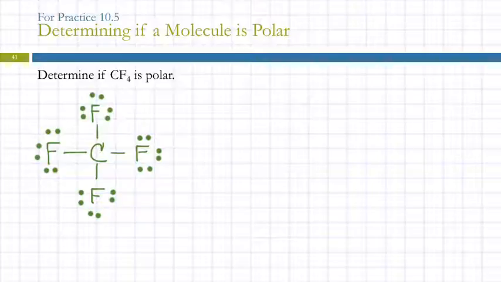Okay, there's our Lewis structure. We're going to use my shortcut. Are there any lone pairs on the central atom? Nope. Are all the atoms bonded to the central atom the same? Yep. So, what is it? Nonpolar.